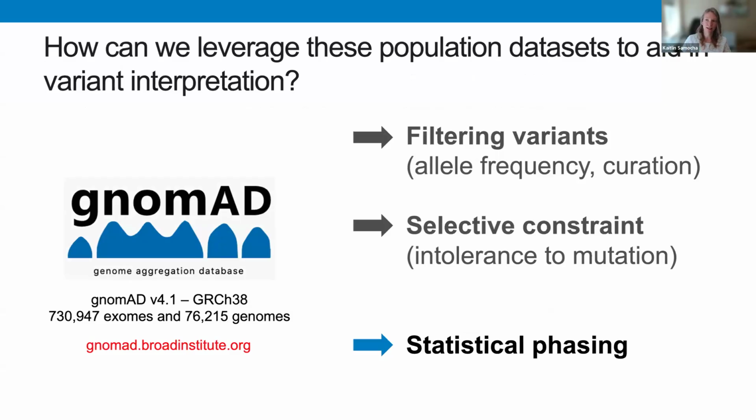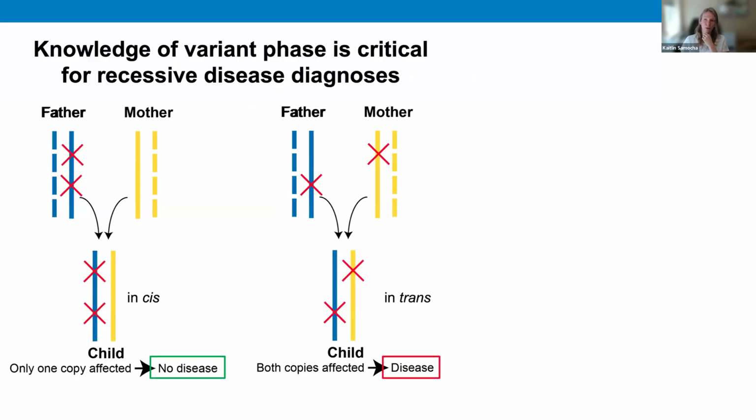The last bit I'll tell you about is statistical phasing. This is also looking at patterns of variation, but using them to apply to recessive diseases. The knowledge of the phase of two variants is really important for recessive disease diagnosis. If you see, for example, that an individual has two damaging variants in the same gene, let's say two loss of functions in the same gene, you really care, if it's a recessive condition, whether they're on the same haplotype in cis or on opposite haplotypes in trans. That's because if it's in cis, it's not going to lead to disease, whereas if it's in trans, it could. And these are the situations we're looking for.